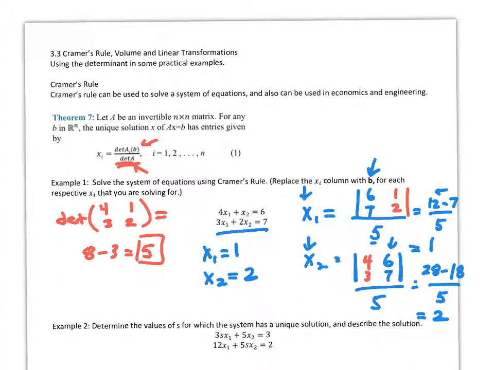You can do this for 3 by 3s as well, but just take whichever variable you're solving for and replace that column with the constants of the setup that you have for your 2 equations or 3 equations, whatever it might be.